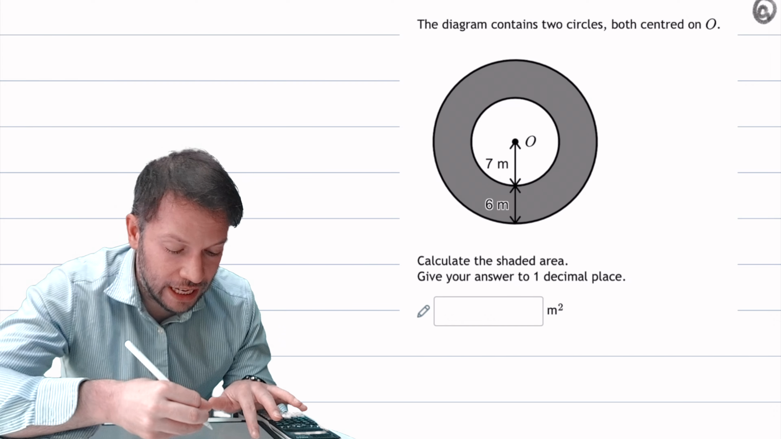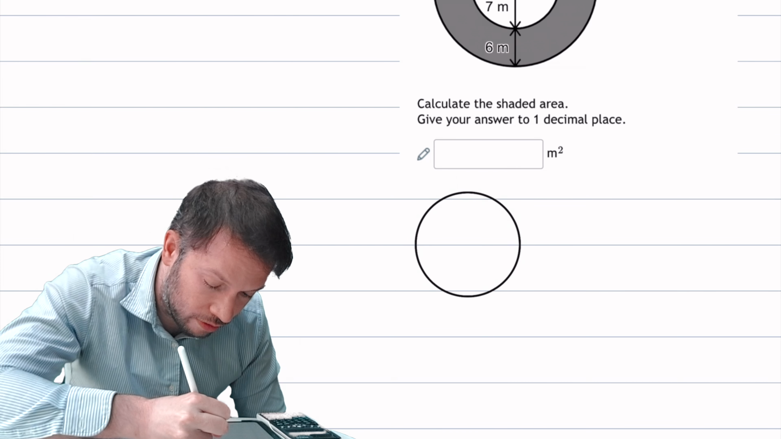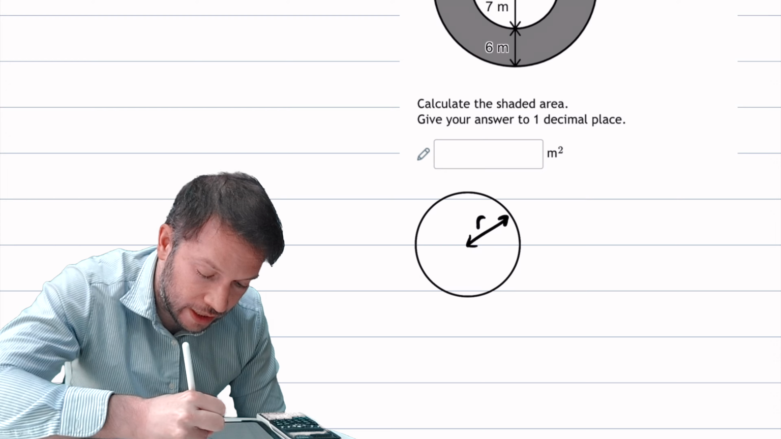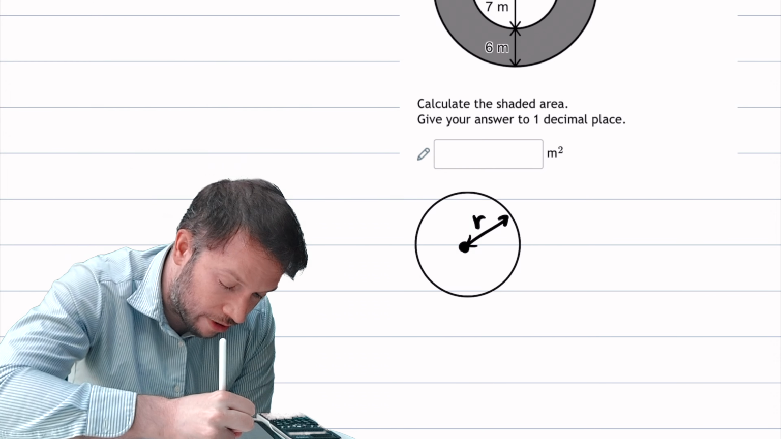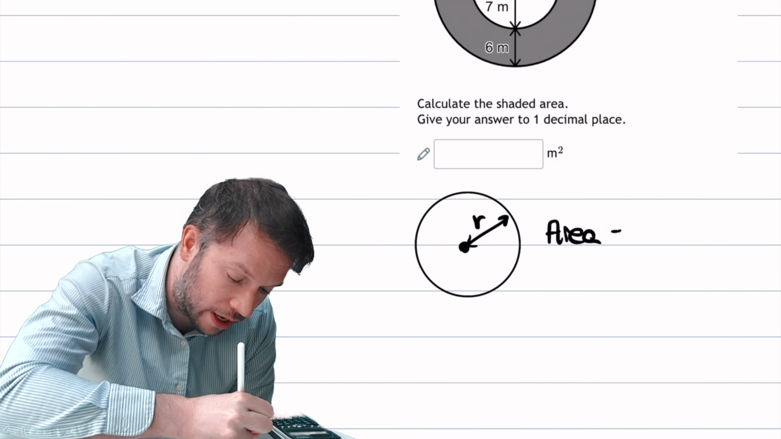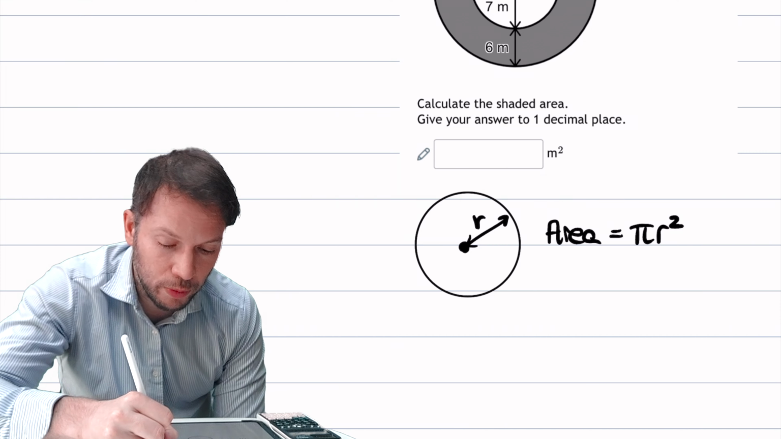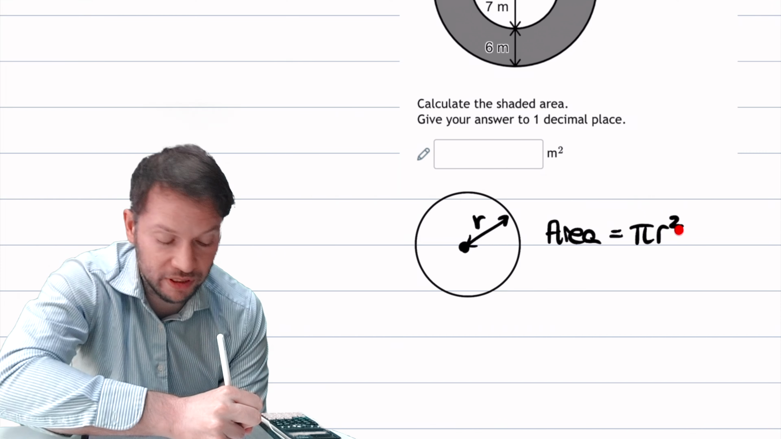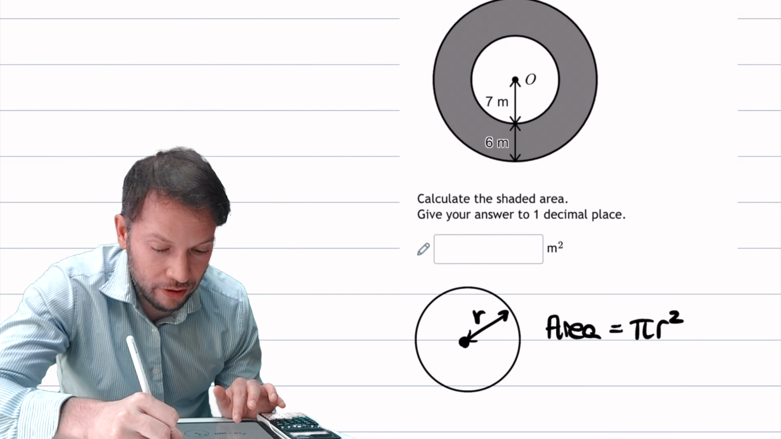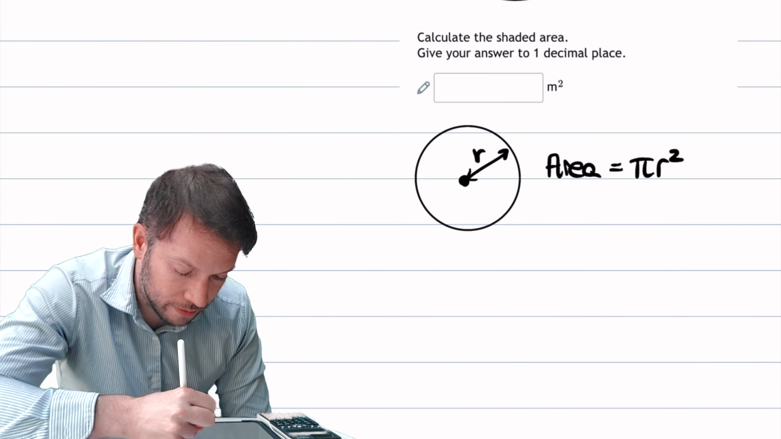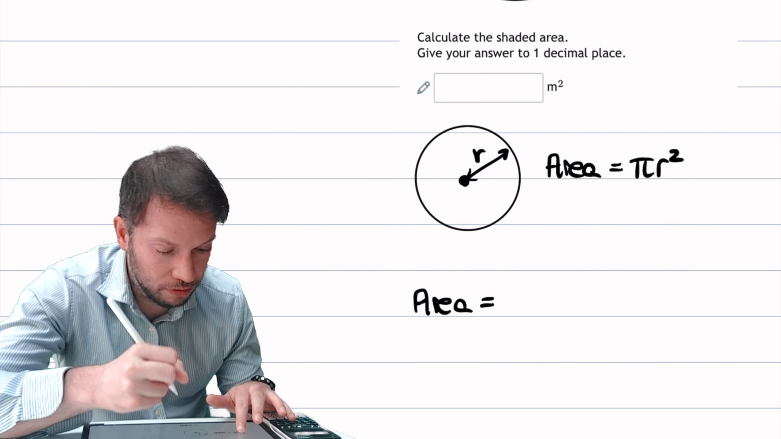Now, let's remind ourselves how we find the area of a full circle. If you have a radius r, remember radius is the distance from the centre of the circle to the edge, then the area is equal to pi multiplied by the radius squared. Remember in algebra, when you have things next to each other, it means you multiply them together. So the area of this annulus is going to be the area of the outer circle. So let's do that first.